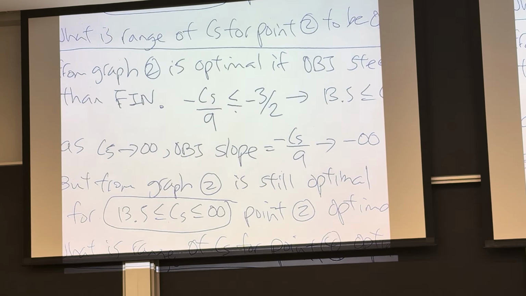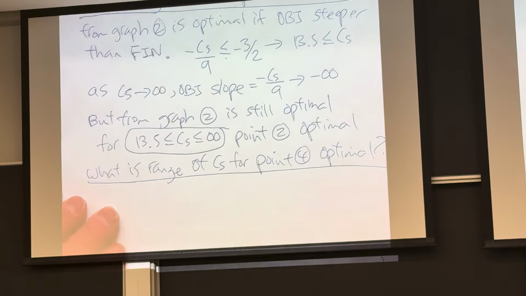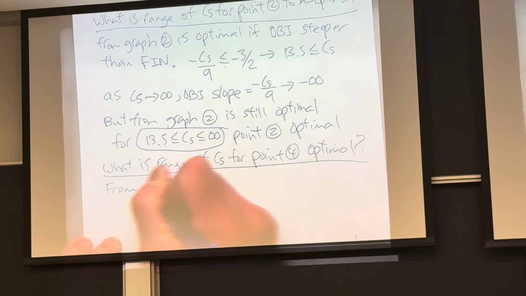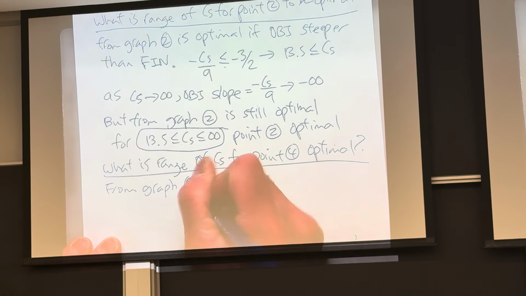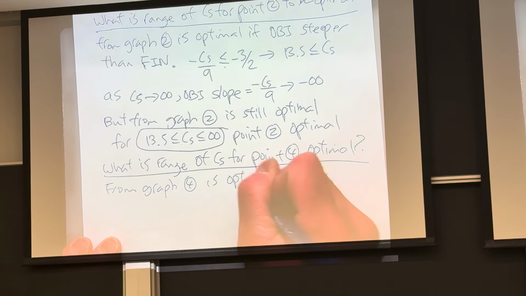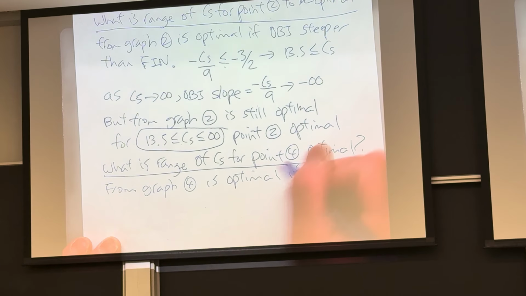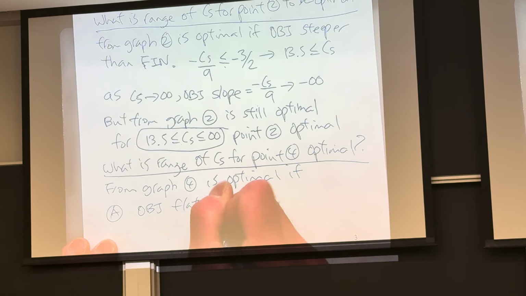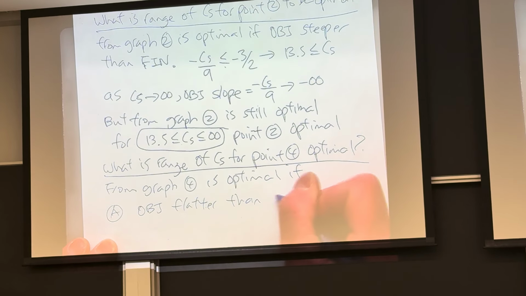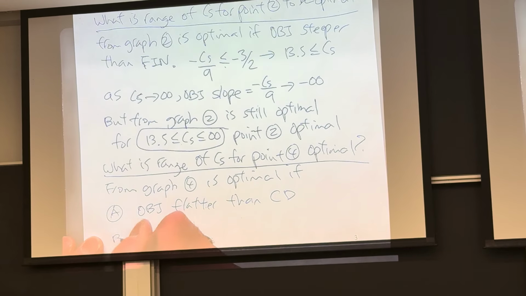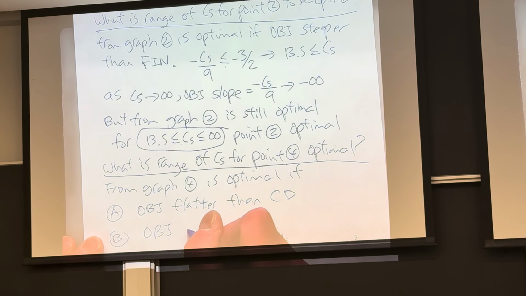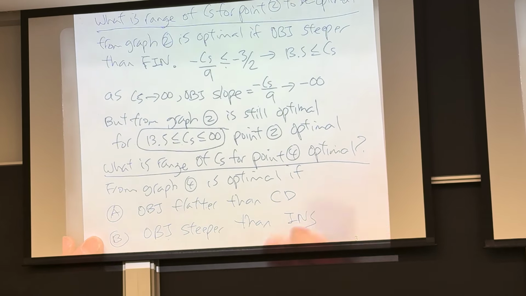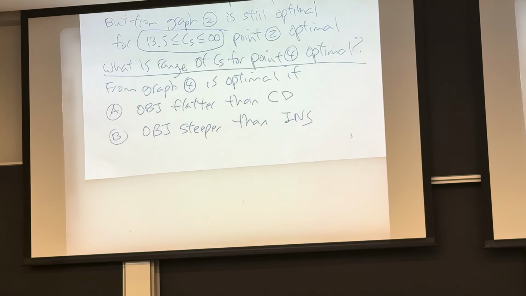So once again, looking at my graph. From the graph, 4 is optimal if the objective is flatter than the CD. Also, the objective needs to be steeper than the inspection. Okay, so we need to meet those two.